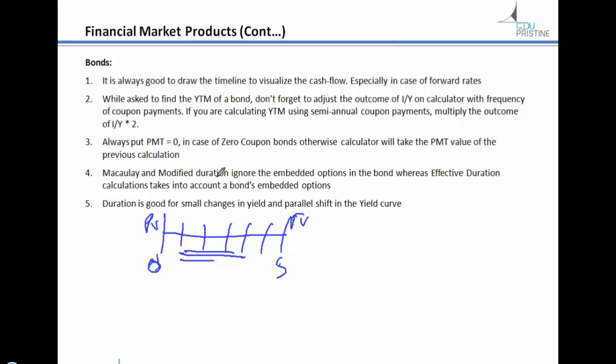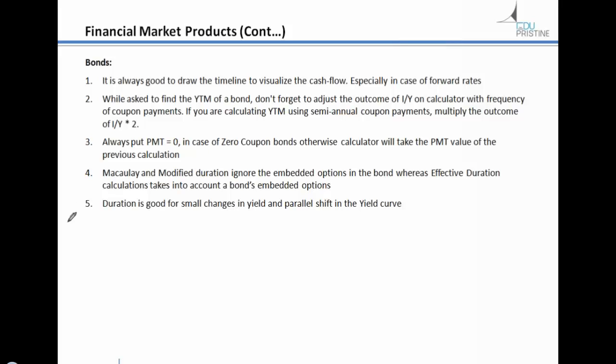Okay, when asked to find the yield to maturity of a bond, you can be tested on any concept: the present value, the future value, the payment, the yield, or the number of years until the bond matures. So first of all, keep in mind that when you are asked to calculate the yield to maturity of a bond, don't forget to adjust the yield outcome on the calculator based on the frequency.